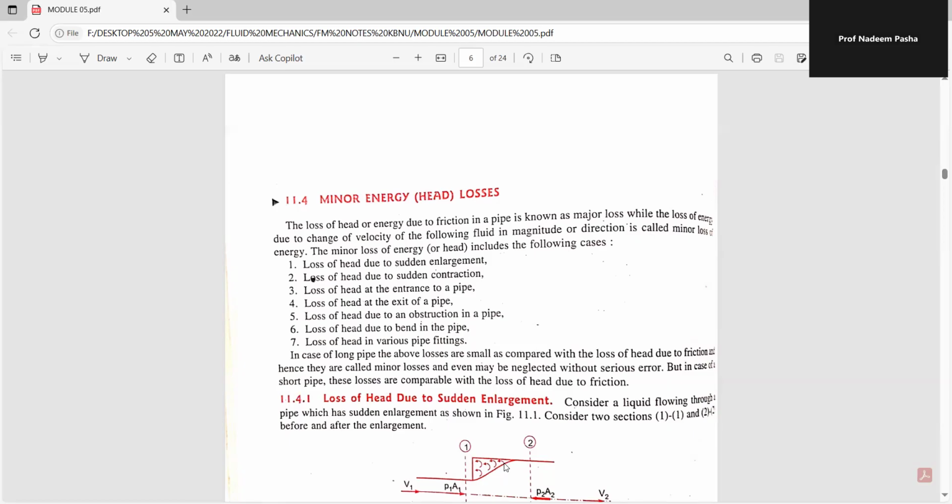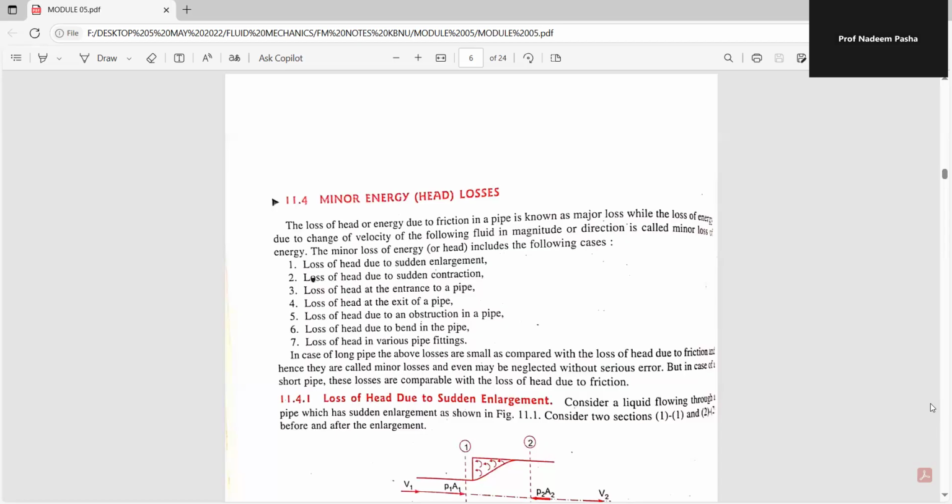Now, minor losses. The loss of head or energy due to friction in a pipe is known as major loss. As we have seen, loss due to friction is termed as major loss, while the loss of energy due to change of velocity of the flowing fluid in magnitude or direction is called minor loss. Try to understand the difference between major loss and minor loss. Major loss is nothing but loss of head due to friction, in which more amount of water is lost, and hf is calculated using the Darcy-Weisbach equation and Chezy's equation.